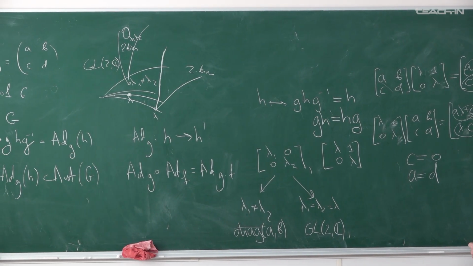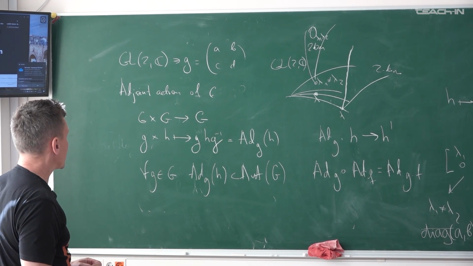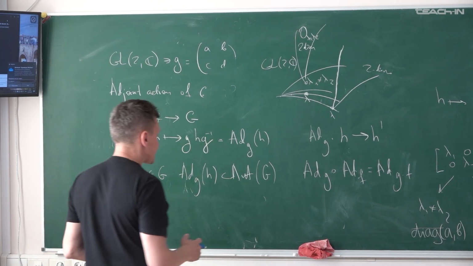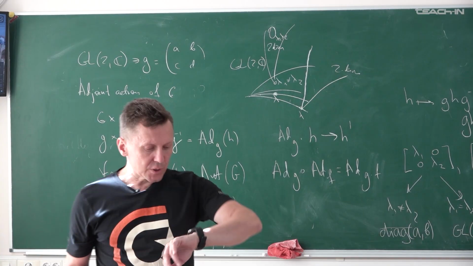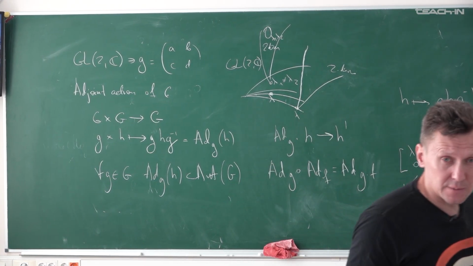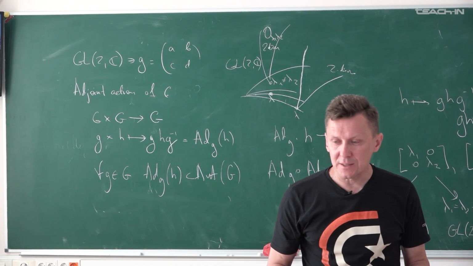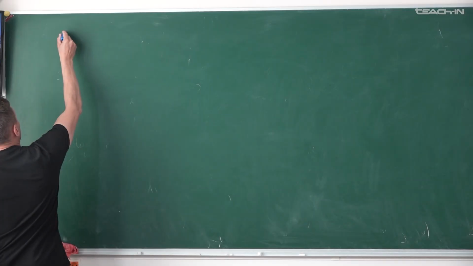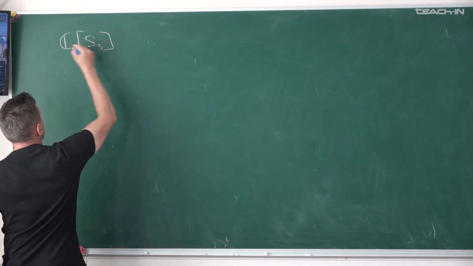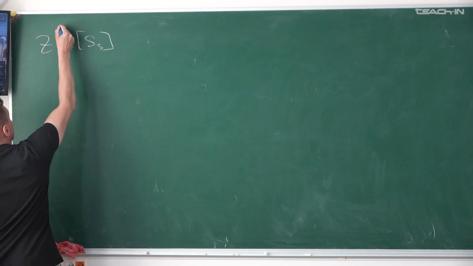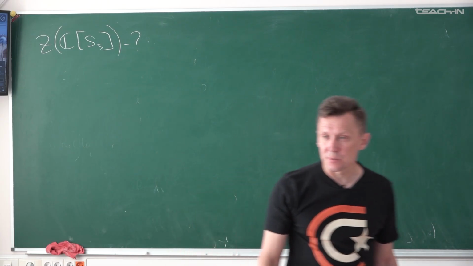So, okay, we described the orbits of the adjoint action. I remember another task which was related to the group algebra of the symmetric group S3 and its center. Please remind the task. The question was to describe the center of this associative algebra.